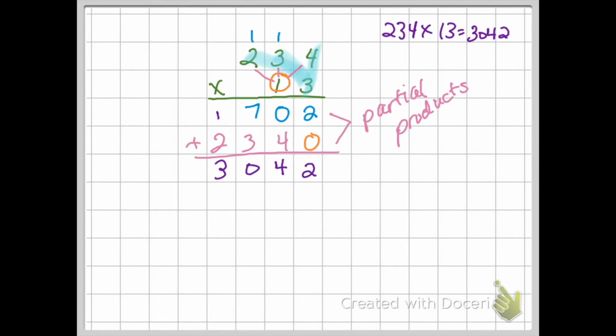Another quick strategy if you wanted to break this apart to get two separate partial products is to multiply 234 times 3 and add that to 234 times 10. Okay? And that should be it.